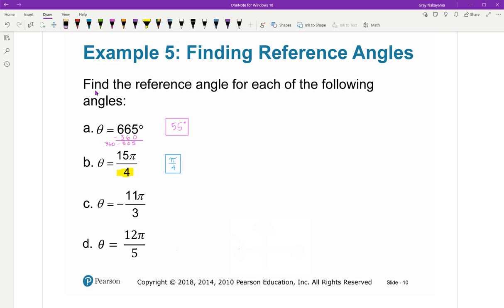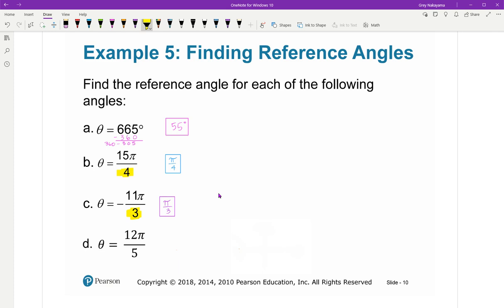C, theta equals negative 11 pi over 3. Again, on the unit circle, it's pi over 3. But a lot of mistakes people would make is they would try to put that negative in there with it, y'all. And remember the definition. It is a positive acute angle made with the x-axis. So it doesn't matter if this is positive or negative. The reference angle is always positive. Okay?